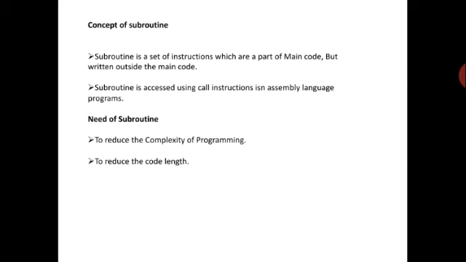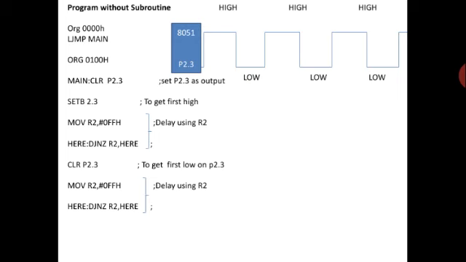And we can access this subroutine using call instructions. When you execute a call instruction, you will be able to access the subroutine. So as we discussed, the need is to reduce the complexity of programming and to reduce the code length. Here is an example of a program that is written without a subroutine.